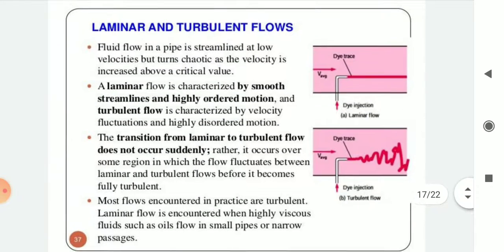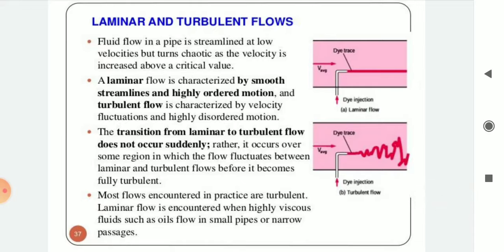Then what do you know about turbulent flow? Okay, you know about laminar flow. So you can see the images. V average in one image, that is dye injection, and in the second image the turbulent flow. So there is a difference between laminar and turbulent flow. You can see in the image, the first is the laminar flow and the second is the turbulent flow.